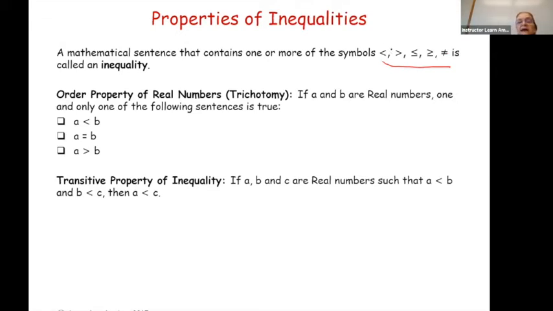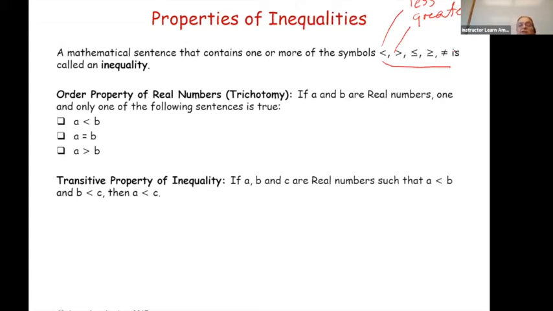This symbol means less than. This is greater than. And if we put a bar under it, it means or equal to. So here we would have less than or equal to, and here greater than or equal to. And of course, the equal sign with a slash through it means not equal to.